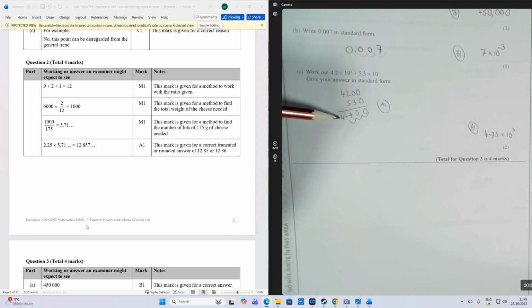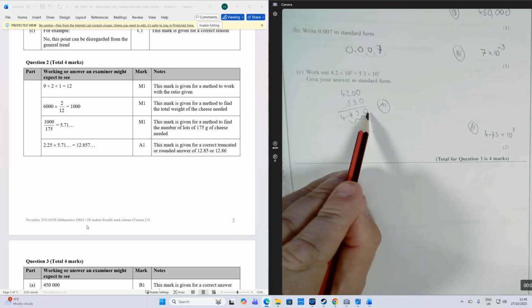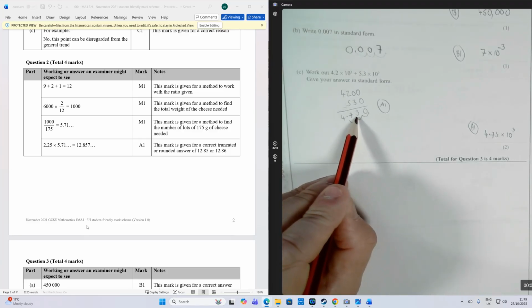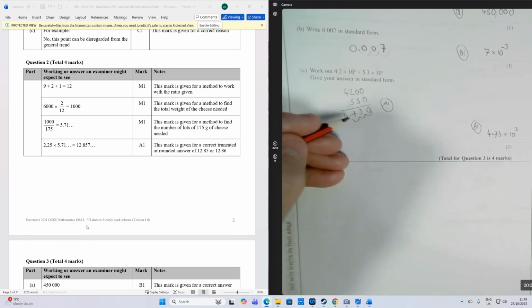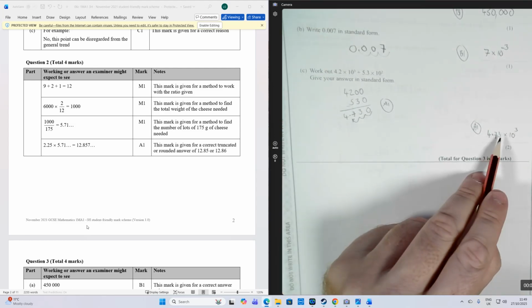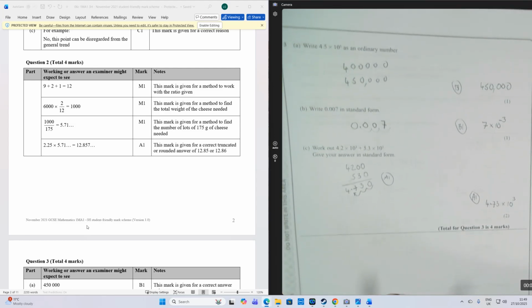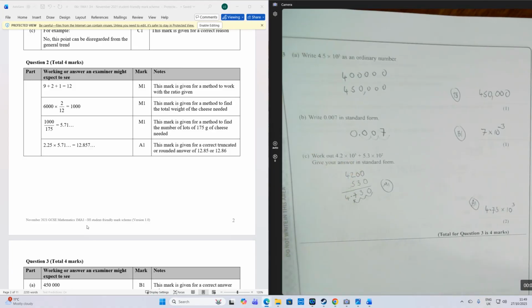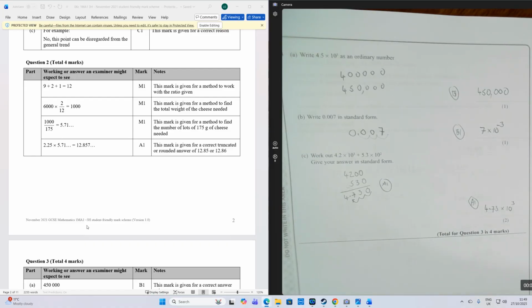So we've just got to write 4,730 in standard form. So the decimal point is going to go from there 1, 2, 3 places to the left. So that's going to be 4.73 times 10 to the 3. So the key with those kind of ones where you're adding or subtracting them is to write them as regular numbers first. Okay, next question.